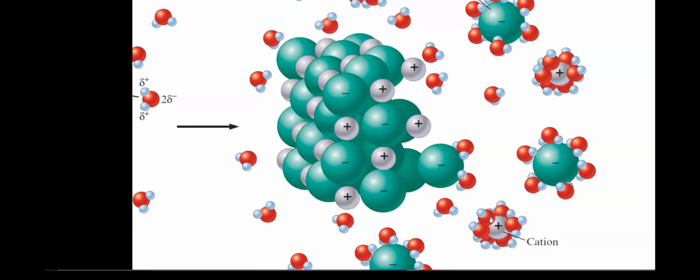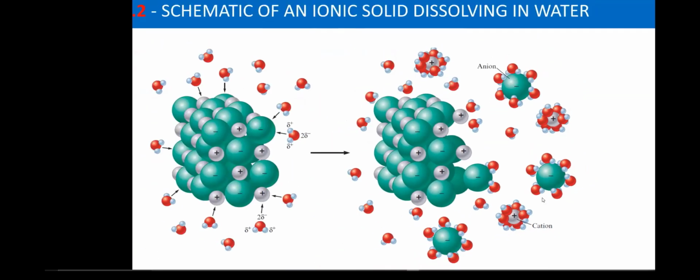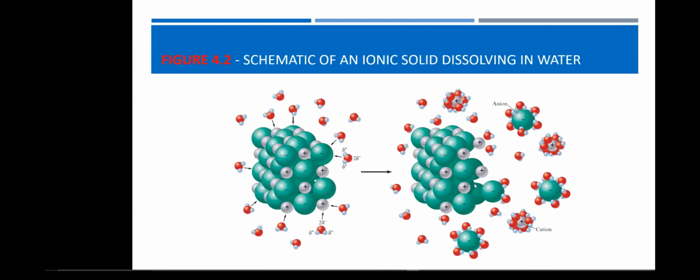Which atoms, the red are the oxygens and the white are the hydrogens, which of the atoms are trying to be closest to the cation in the picture? The oxygen. The oxygens, the more electronegative. Good. And which atoms are closer in the picture to the anion? The hydrogen. The hydrogens. Good. Okay. So this is again called dissociation. Dissolving and dissociating.